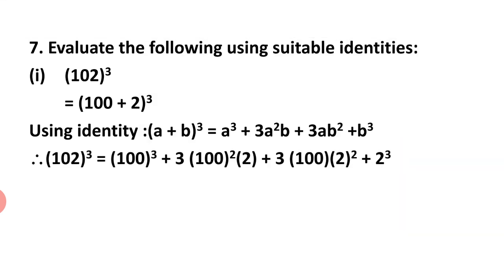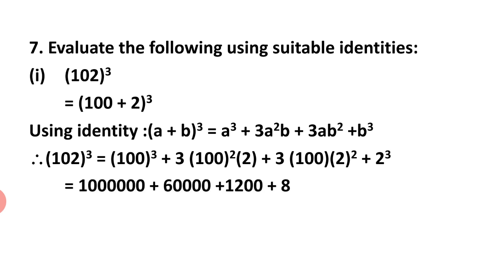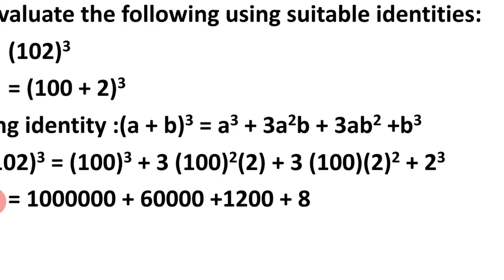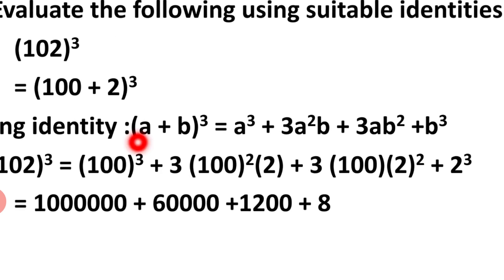So 102 whole cube is equal to 100 cube plus 3 into 100 square into 2 plus 3 into 100 into 2 square plus 2 cube. Now here is one suggestion again. First you should go for calculating the powers, like 100 square, 2 square, and then multiplication.